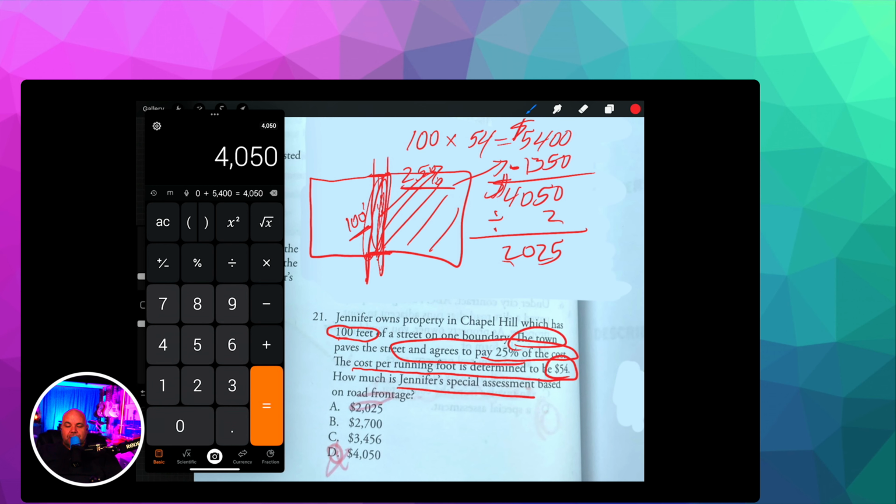She gets to share it with the person across the street. So you've got to divide by 2. That's why $2,025 is the right answer.